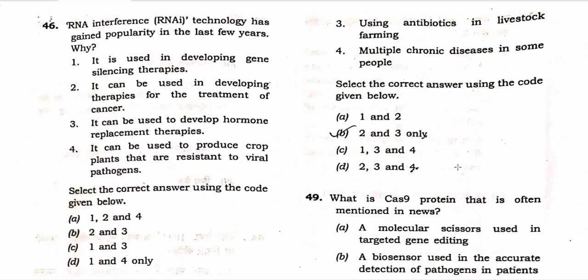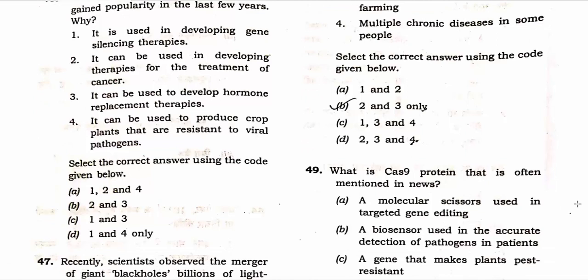Then the RNA interference technology has gained popularity in the last few years. So for this, the correct answer would be 1, 2 and 4. Why? The second statement, it can be used in developing therapies for treatment of cancer. It is correct. It is used in developing the gene silencing therapies of the first statement. It is also correct. And the third statement, it can be used to develop hormone replacement therapies. So the term hormone is where you need to check it out. Hormone replacement therapies, we still have not gone to that extent.